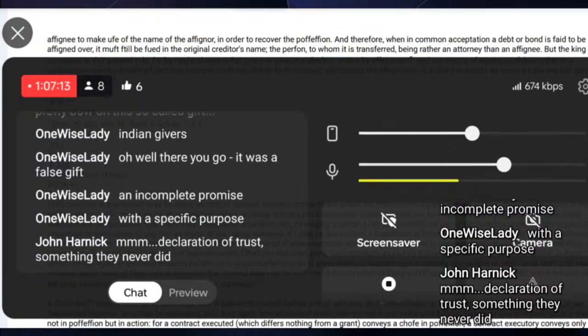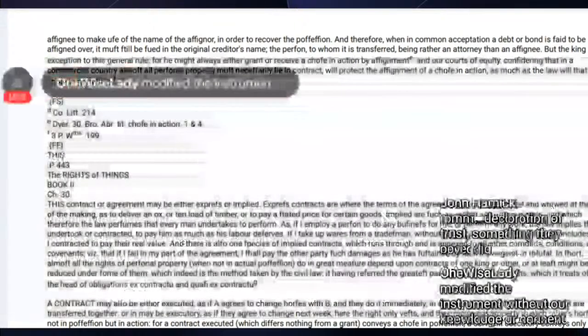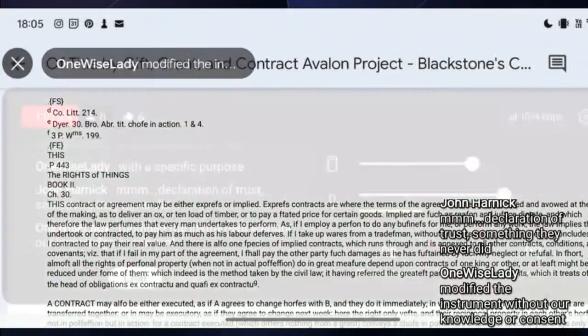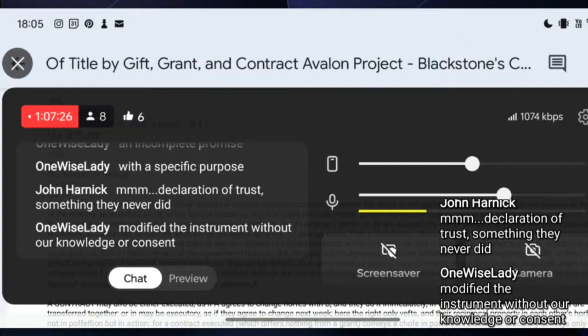Declaration of trust, something they never did. No, they did. But the form of trust was not a form of escrow. It wasn't a form of beneficial trust for us. At least not until you reconstrue it.